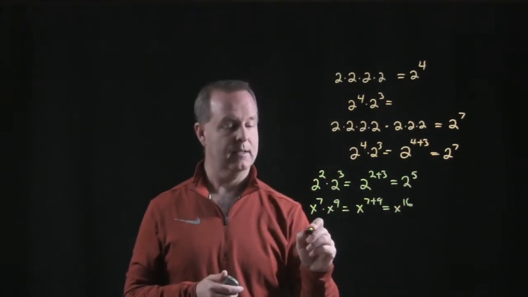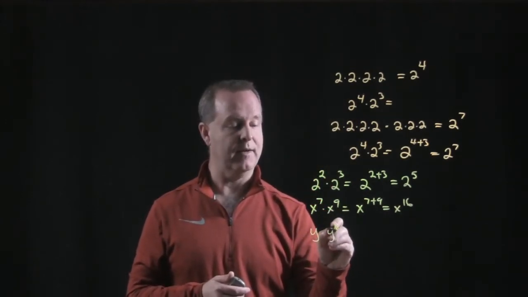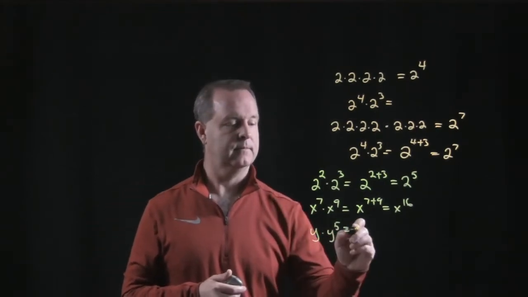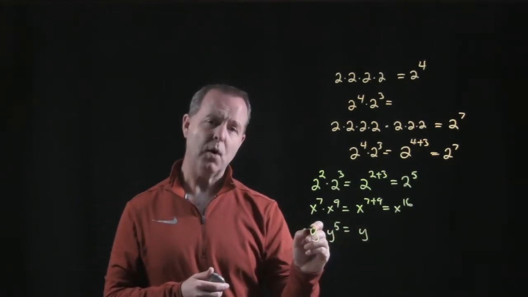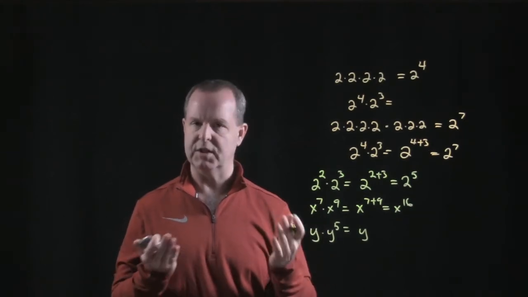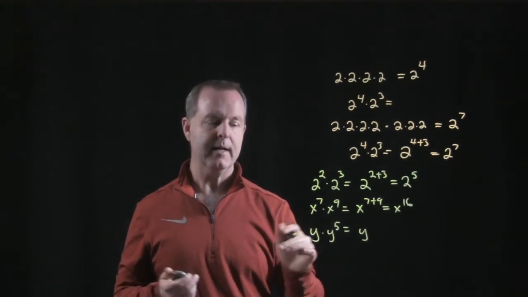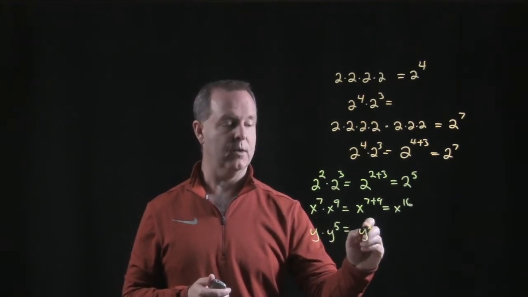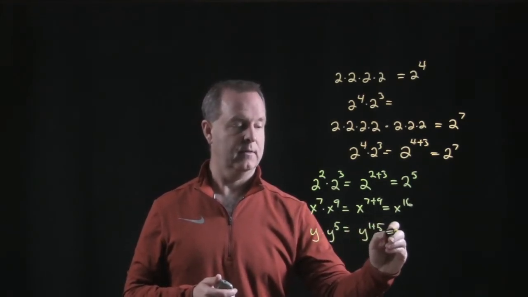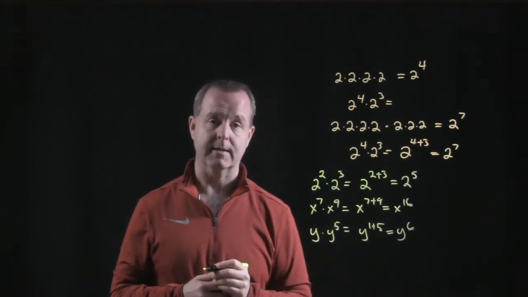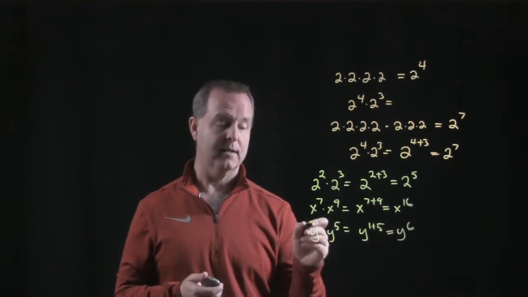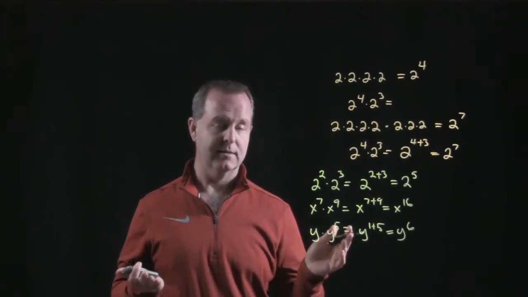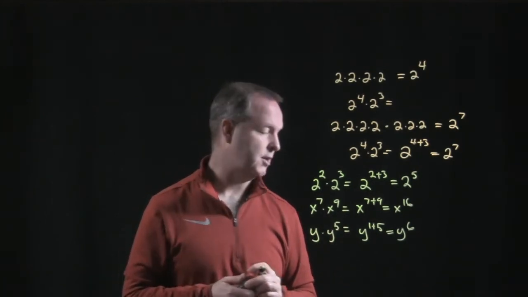Let's change the base. Let's make it y times y to the fifth. What do you make of that? Well, is there an exponent with this y? Is it just a 0? No, remember, if there's no exponent there, it's understood to be 1. So this becomes y to the 1 plus 5, which equals y to the 6th. I hope that makes sense. We have y times y times y times y times y times y, 6 y's multiplied to each other.